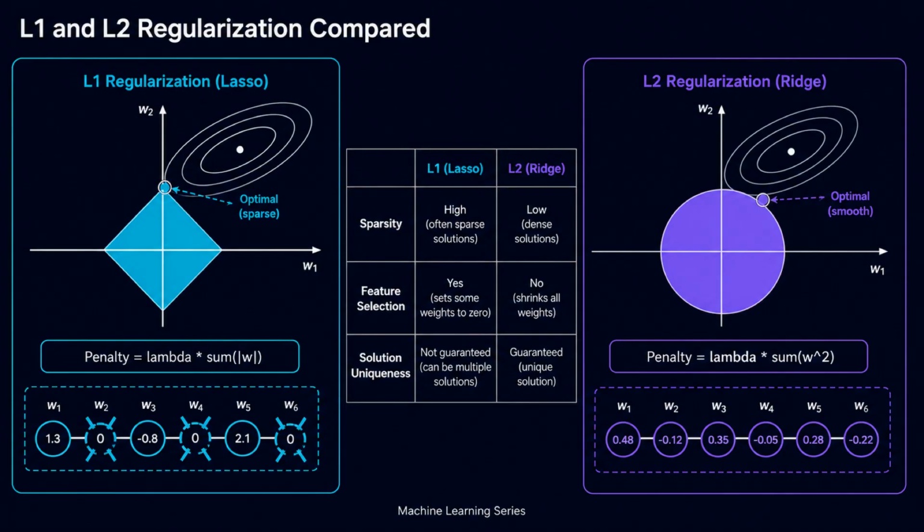The hyperparameter lambda controls the strength of regularization. Too small, and it has no effect; too large, and it underfits. In practice, L2 regularization is more commonly used in deep learning because smooth weight decay works well with gradient-based optimization.